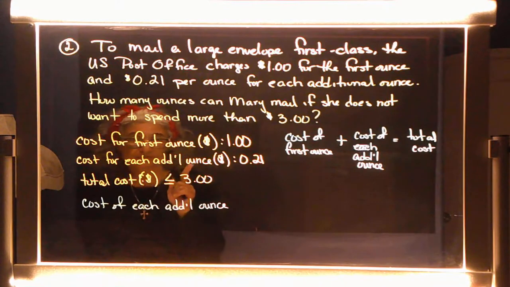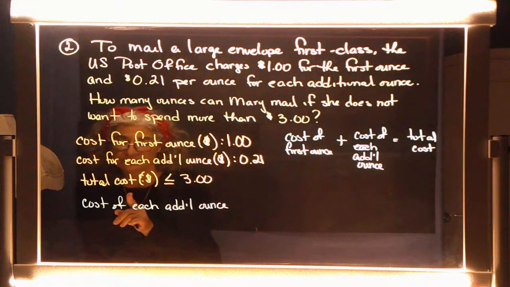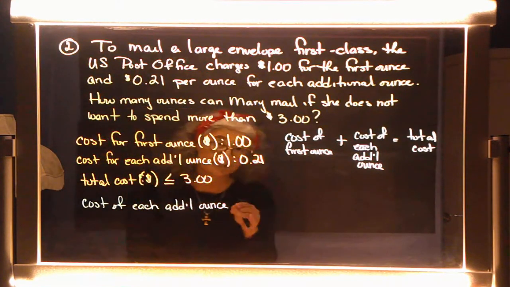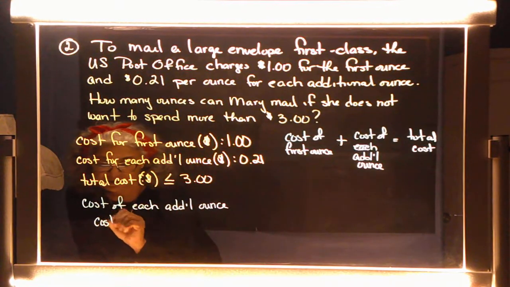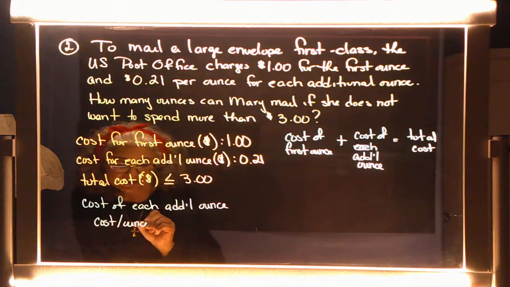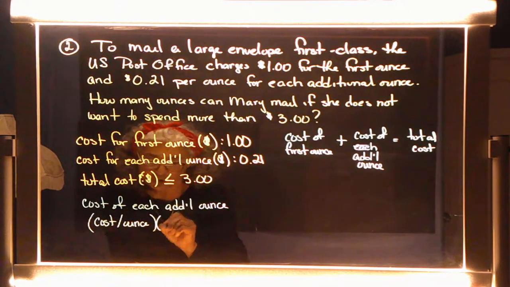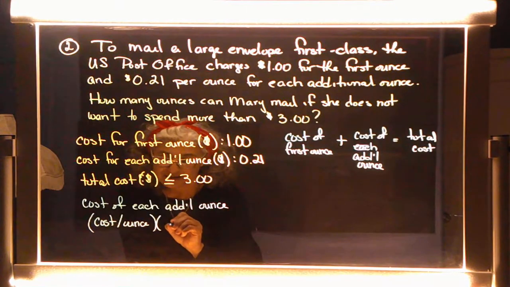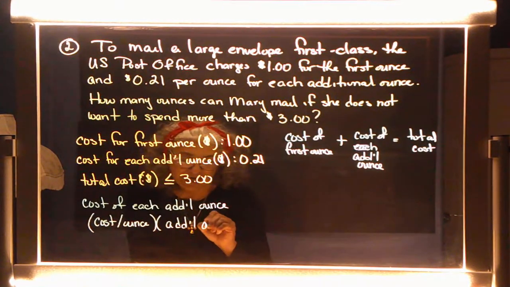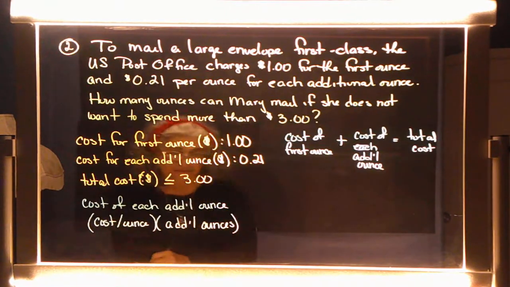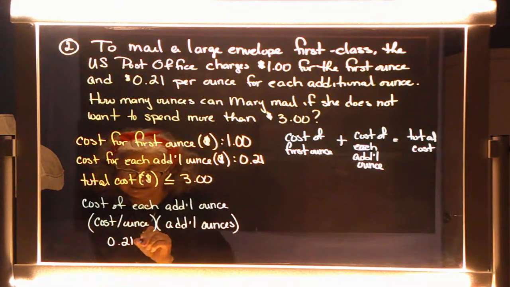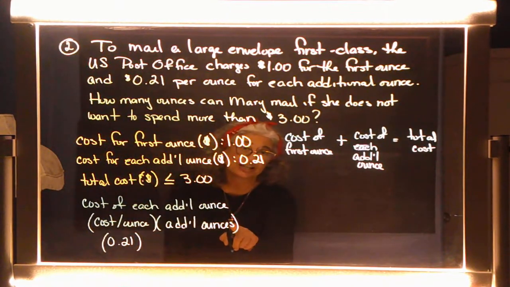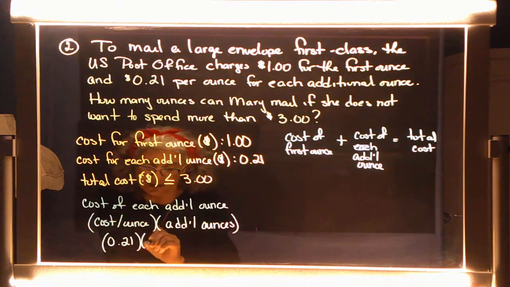So here's the deal. Two things going on here. I don't know the cost of each additional ounce, and I don't even know how many additional ounces there are. So two things. We need to get the cost per ounce, right? And multiply it by the additional ounces. I know the cost per ounce. What is it? 21 cents. Do I know how many additional ounces I have? No. So I'm going to call that N.